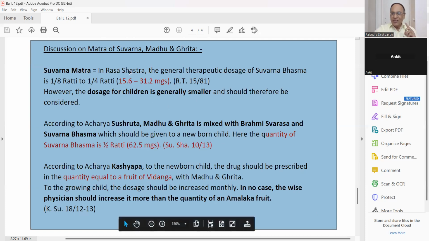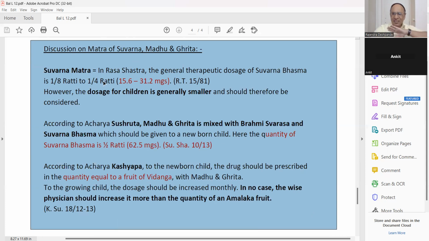Suvarna Matra in Rasashastra, the general therapeutic dose of Suvarna Bhasma is, forget about Ratti. Ratti is an old measurement. Now you can write 15.6 to 31.2 milligrams. That is explained in Rasa Shastra, in Rasa Tarangini, the name of the book. However, the dose in children is definitely small. It is not like this and should therefore be appropriately considered. According to Sushruta, Madhu and Ghrita are mixed with Brahmi Swarasa and Suvarna Bhasma, which should be given to the newborn child. The quantity of Suvarna Bhasma is 62.5 milligrams. The reference is Sushrut Sharirasthan, chapter 10.